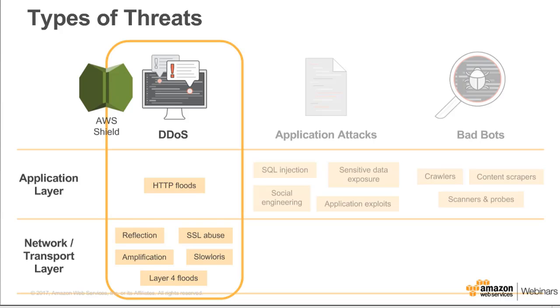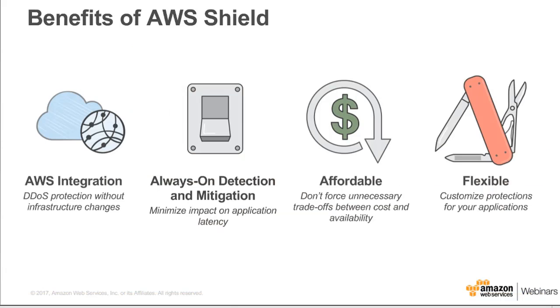Other things you might be concerned about are SSL abuse, people trying to take advantage of how expensive SSL can be to process connections, and slow loris attacks, where an attacker looks to create and hold open connections to exhaust the capabilities of your application. And lastly, there's HTTP floods. This is where somebody makes a large volume of HTTP requests towards your application to try to exhaust the ability of your application to process those requests.